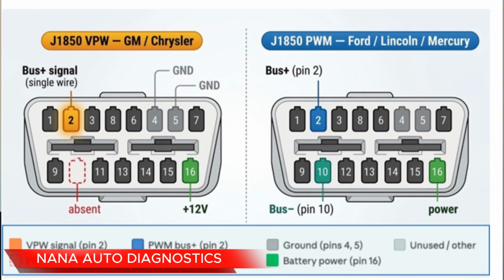So if you are diagnosing any car and you're not sure about which protocol is employed, you can just look at the OBD2 port and focus on pin number 2 and pin number 10. If you have pin 2 present and pin 10 absent, that should give you an indication that you are dealing with VPW. If you have both pins present, that is pin 2 and pin number 10, that should be an indication that you're dealing with PWM.